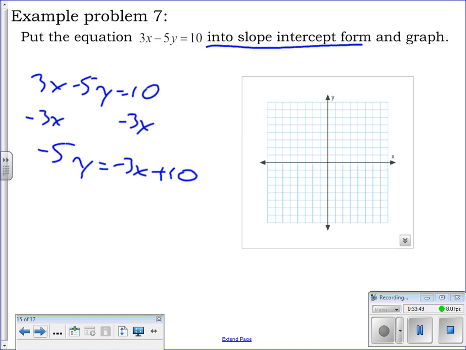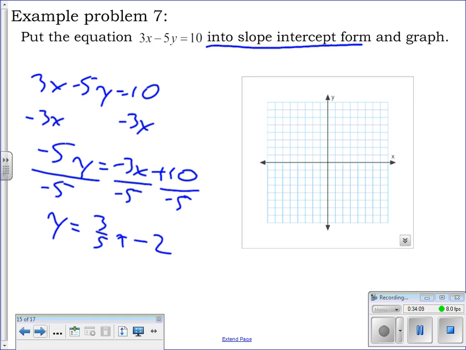Okay. Divide everything by negative 5. And I get y equals negative and a negative, 3/5 x, positive, when divided by negative gives me a negative, 10 divided by 5 is 2. And I have my slope is 3/5. My y-intercept is negative 2.